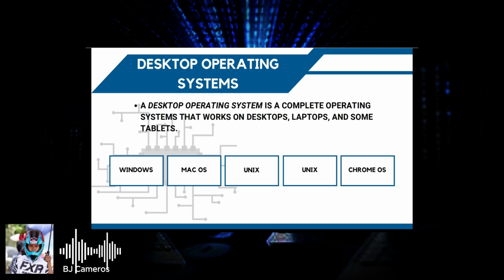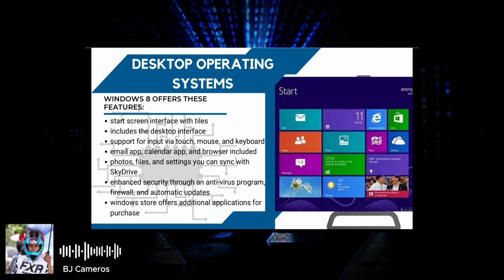A desktop operating system is a complete operating system that works on desktops, laptops, and some tablets. Operating systems like Windows, Mac OS, Unix, Linux, and Chrome OS. Windows is a popular operating system used for personal computers, laptops, and servers. It's known for its user-friendly interface and compatibility with a wide range of software.